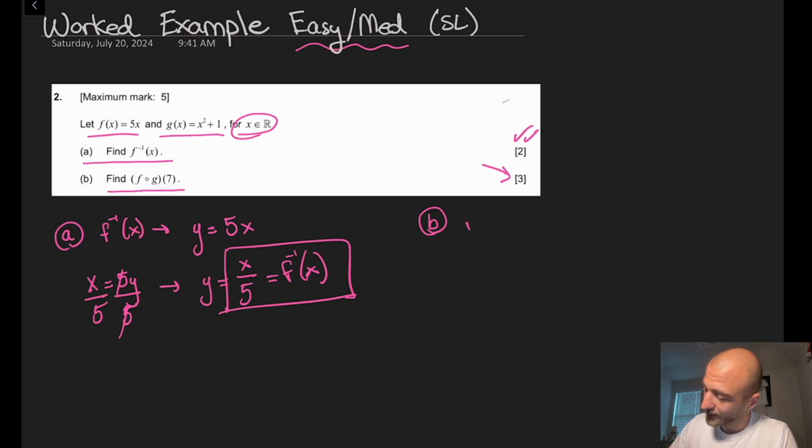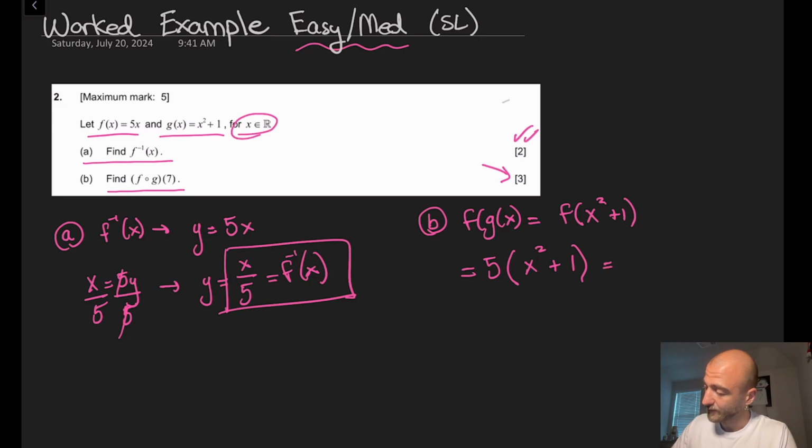So first, let's go ahead and solve for f of g of x. We're going to do that by plugging in the g of x function, x squared plus 1, inside the f of x function. Well, f of x is just 5x. So I'm going to take 5, and wherever I see an x, I'm going to plug in x squared plus 1. This is my composite function, f of g of x.